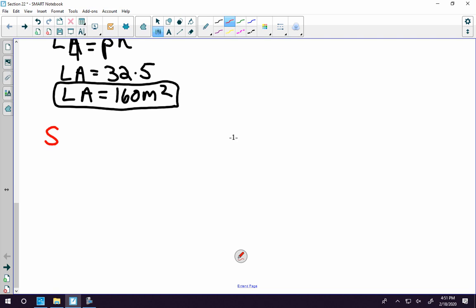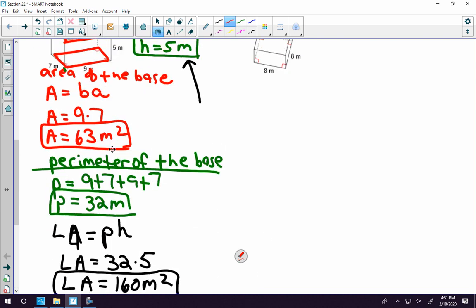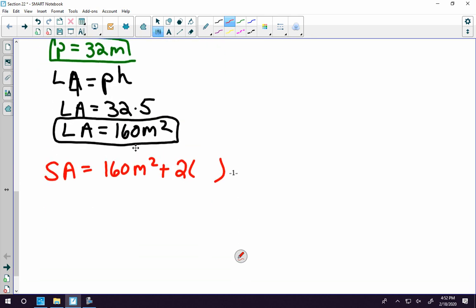So our surface area is going to be taking our lateral area answer and adding on the area of the top and the bottom. Well, we already found the area of one of the rectangles and just double it. If we go here, the area of the base that we did first was 63 square meters. So all we have to do is take 63 square meters and multiply it by 2, because there's a top rectangle and a bottom rectangle. So our surface area is going to be 160 square meters plus 126 square meters.